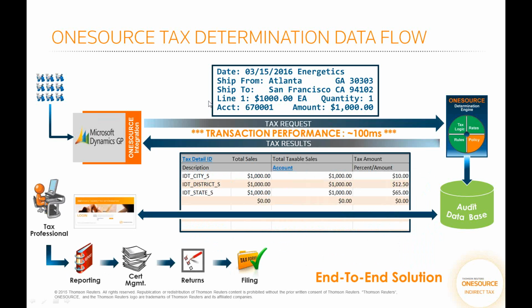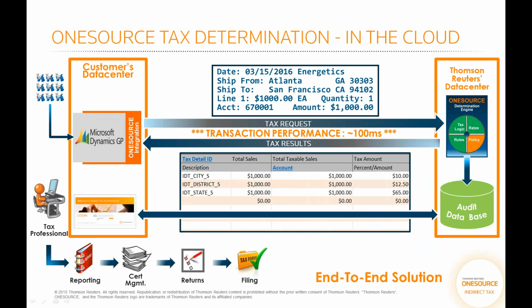This whole process here, the call for tax, the calculation of the taxes, the recording of the data, and the response with the results, it all happens behind the scenes, and it's typically done in real time. And it happens very, very quickly, within 80 to 120 milliseconds. For our Dynamics GP customers, we offer our deployment option in the cloud, where the engine, the audit database, and the entire infrastructure to support it will reside in one of our own secure data centers.